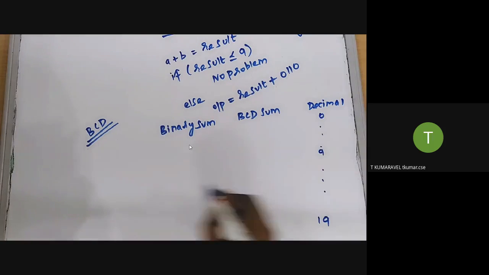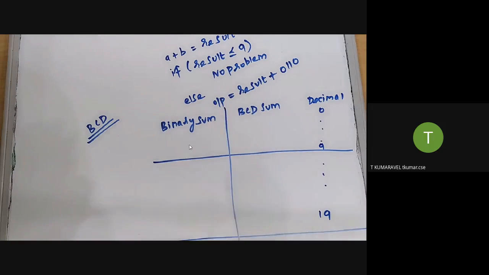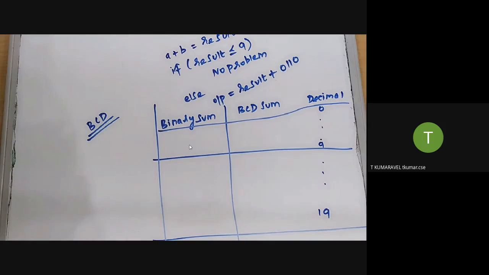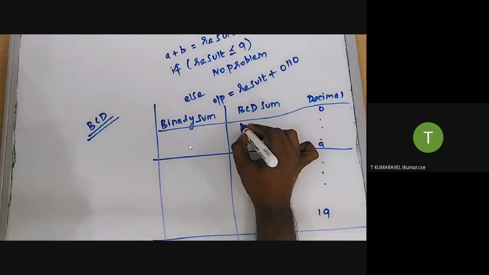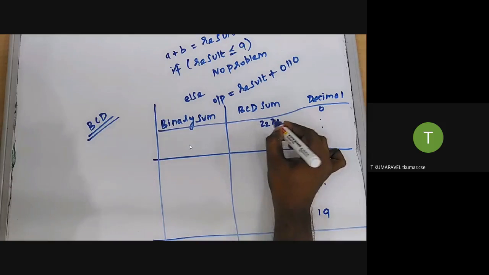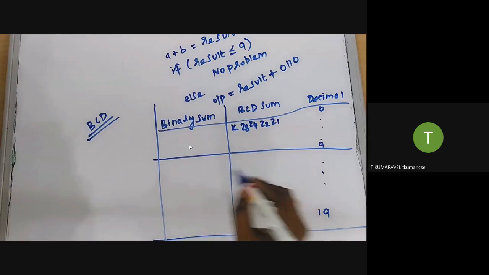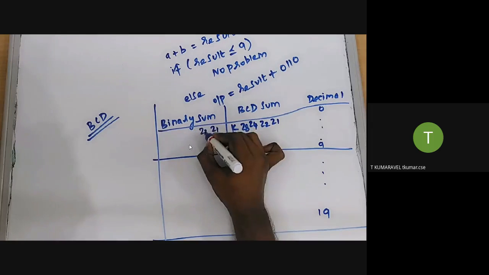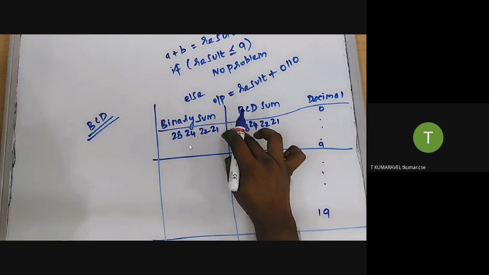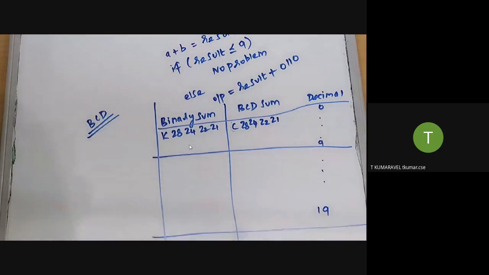Up to 9, there is no problem for BCD sum as well as binary sum. Here, how I'm going to take the weightage: already you know that each bit is associated with a certain weightage. So based on that, I'm going to take 8, and similarly here also, 1, 2, 4, 8. Instead of that, you can take any variable, no problem.